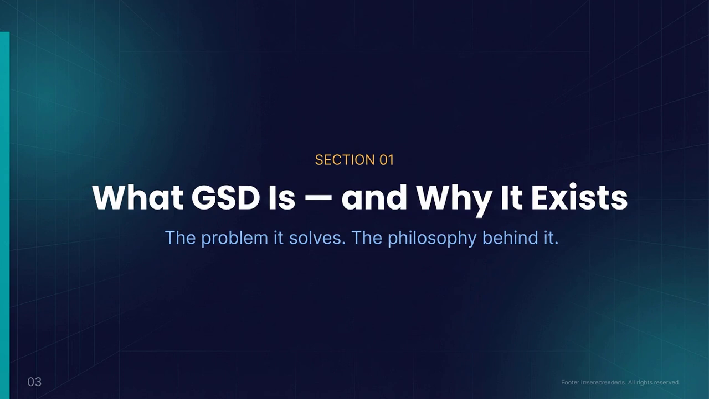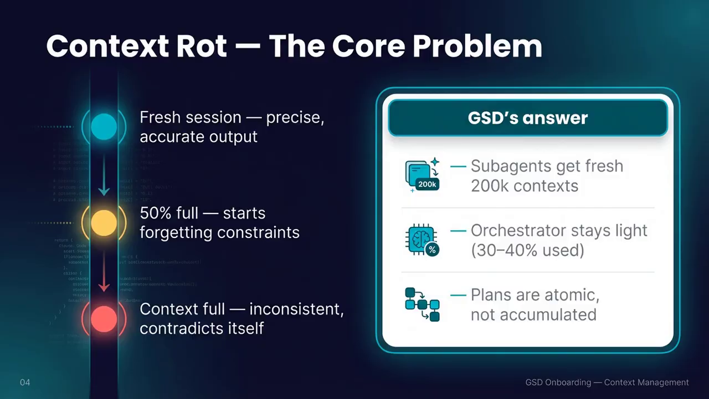Section 1. Before touching a command, understand what GSD is solving, because if you skip this, you'll use it like a fancy slash command wrapper and miss the point entirely. You've already seen this if you've built anything non-trivial with Claude Code. Early in the session, brilliant output. An hour later, same session, it starts contradicting code it wrote itself. That's context rot. GSD's answer is architectural. Heavy work happens in subagents with fresh contexts. Your orchestrating session stays light. The quality never degrades because the context never accumulates.